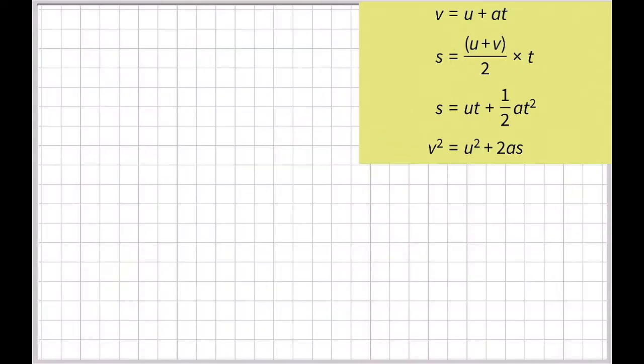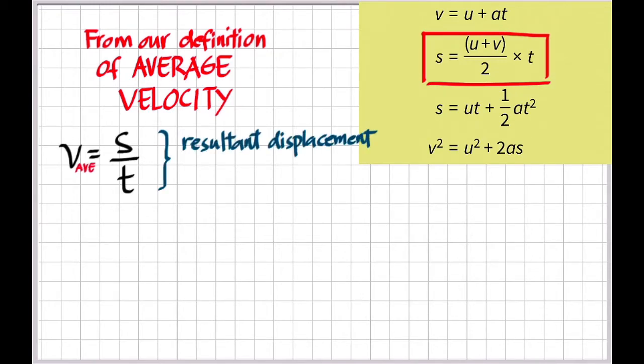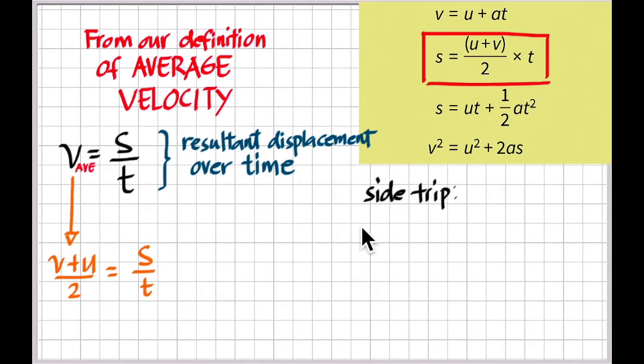Now for equation number 2, we can derive that from the definition of the average velocity. Remember that average velocity is the resultant displacement over time. Now here our average velocity is simply the sum of the initial and the final velocities divided by 2. Let me show you this side trip.